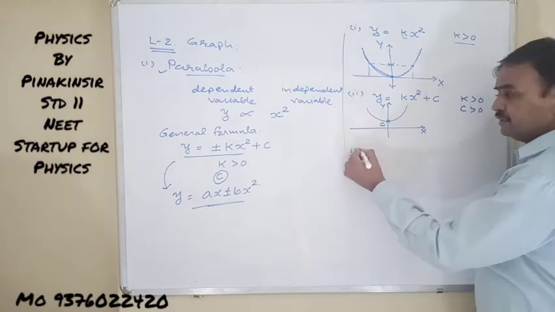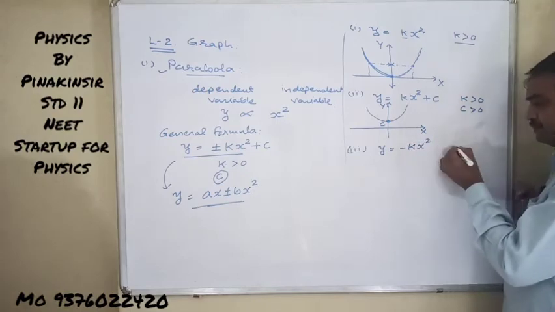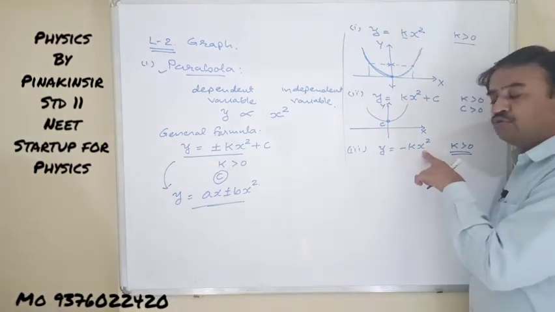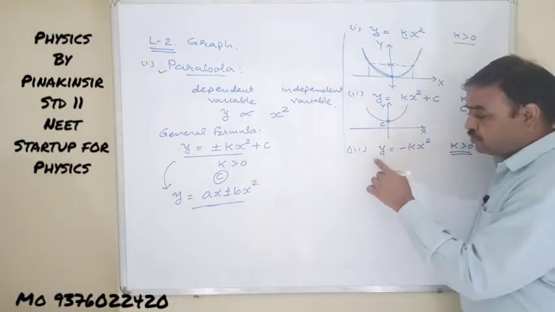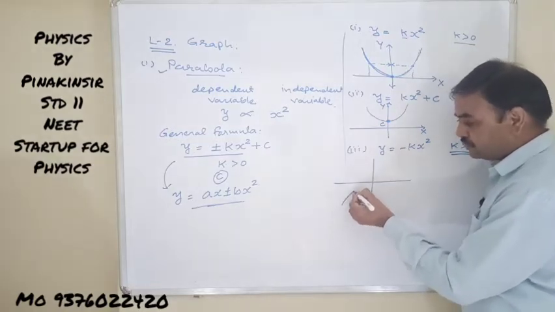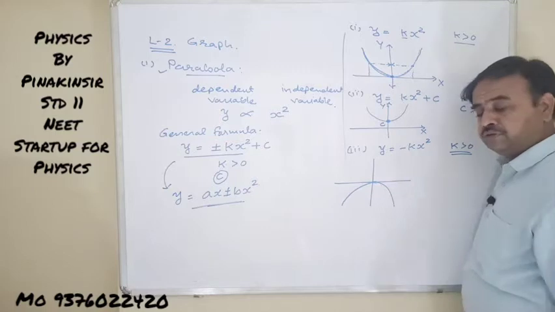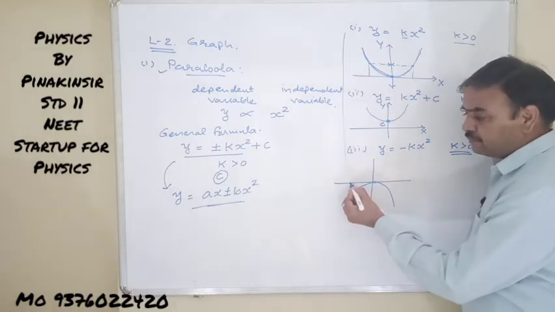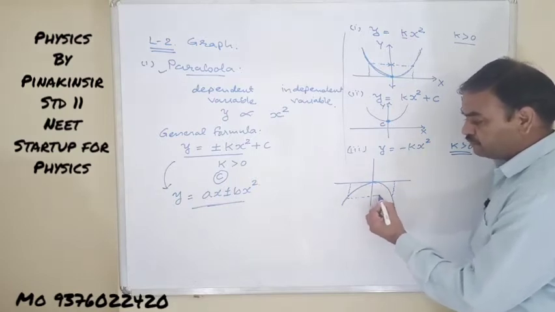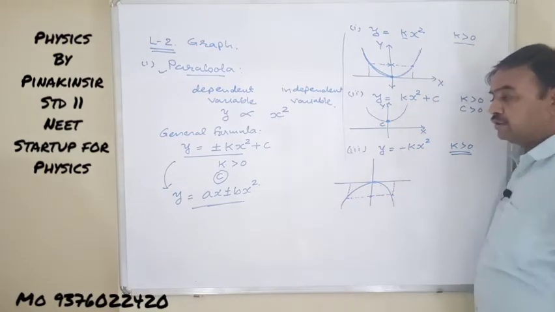Okay, if we are having y is equal to minus kx square type, where k is greater than 0, then for any value of x, y will be negative only. Then your graph will be in the third and fourth quadrant like this. Here we are having for x is equal to negative value, positive value, you will get the same value of y, but due to this negative sign, the graph will be in the third and fourth quadrant.